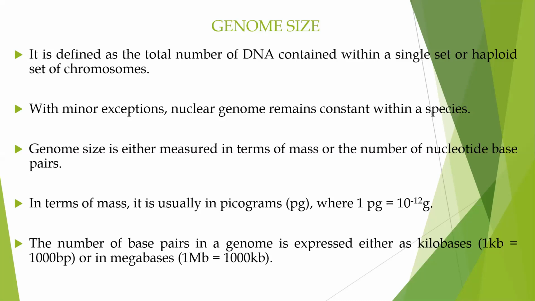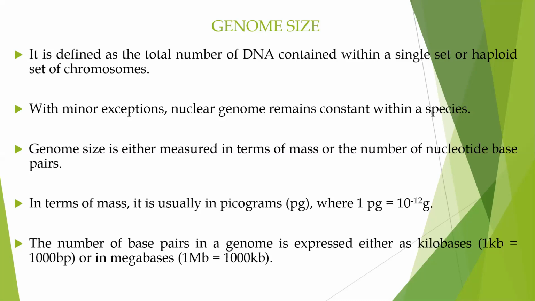So what is the genome size? It is the amount of DNA present within a single set of chromosomes, which is called the haploid. Now, with certain minor exceptions, the nuclear genome remains constant within a species. For example, if we take Homo sapiens, we have 23 pairs of chromosomes. So these 23 pairs of chromosomes will remain constant in all the members of a given species, with minor exceptions.